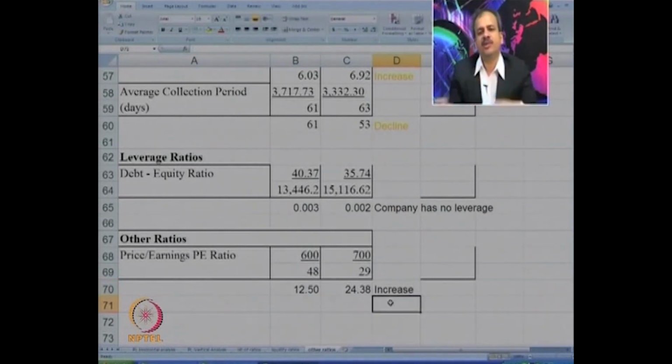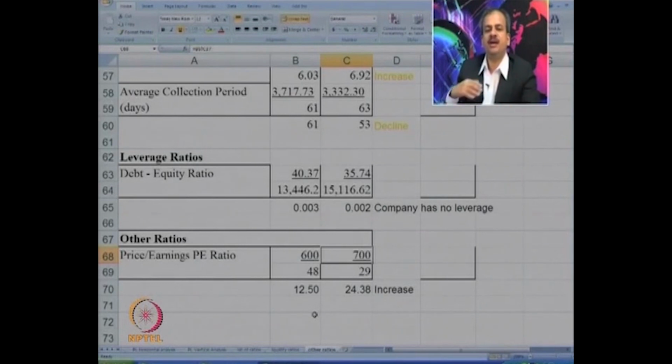As the earning per share has gone down from 48 to 29, it would have been expected that the market price of the company also would have gone down. But in fact, market price has increased from 600 to 700. That is why the PE ratio has increased. So, what does it show? Is it a good sign or bad sign? Actually, it is a very positive sign for the company.